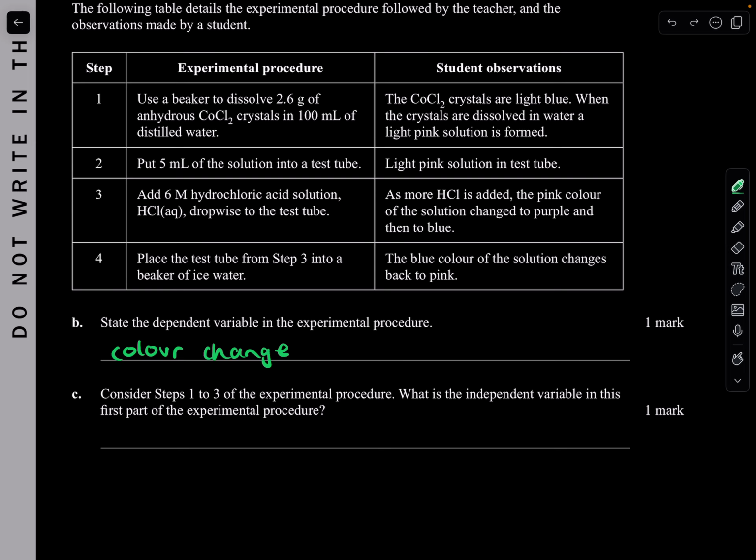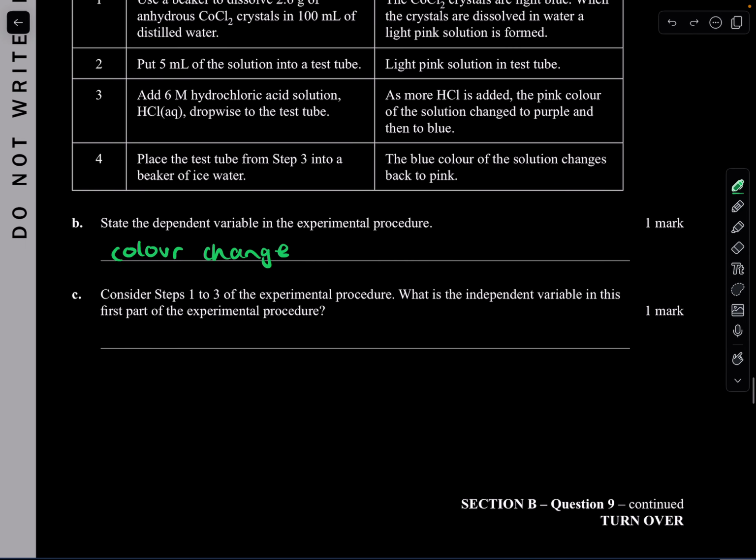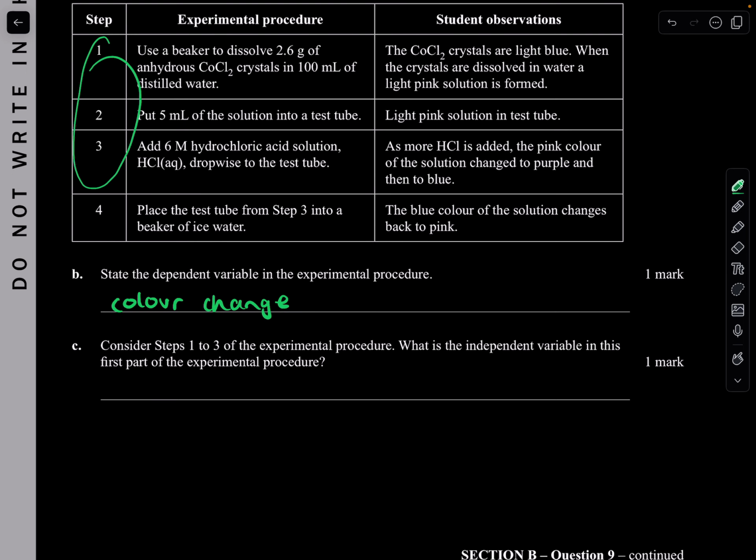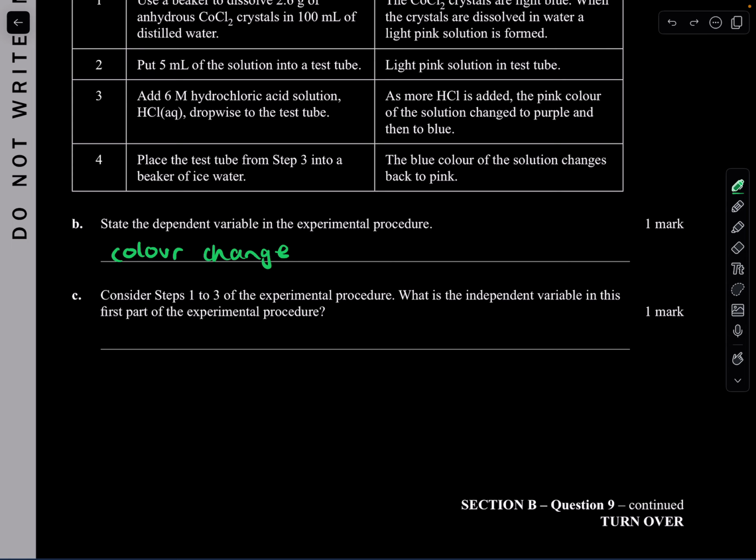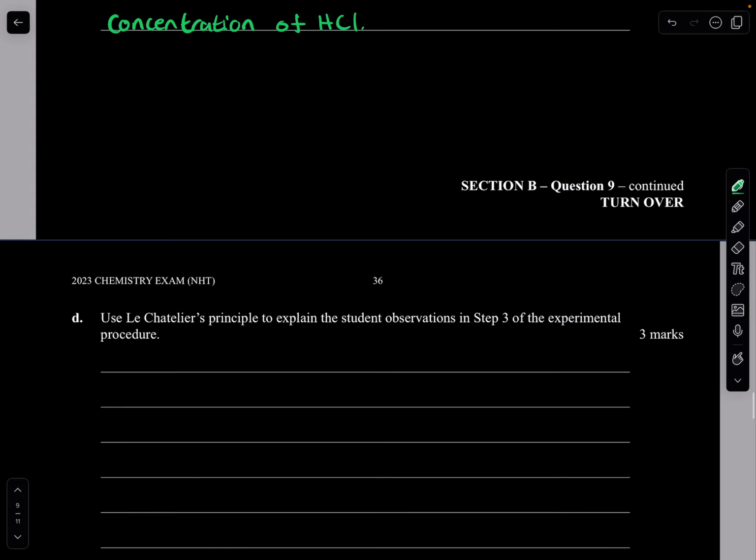So they've increased the chloride concentration by adding the hydrochloric acid, and they measured the color change, and it had an effect on the dependent variable. So the concentration of hydrochloric acid could be the independent variable, because the question asks what the independent variable is in the first part of the experimental procedure, steps 1 to 3. That looks good. So, the concentration of HCl. Done. Hope that's right.